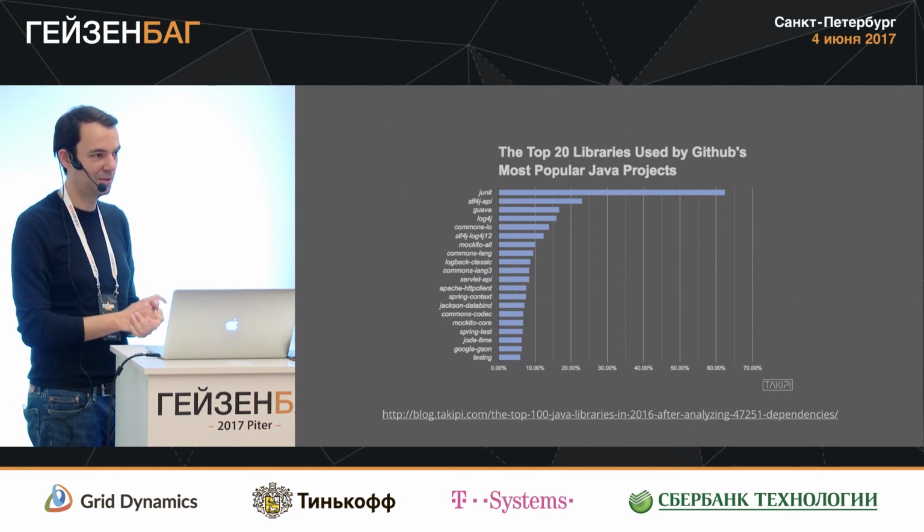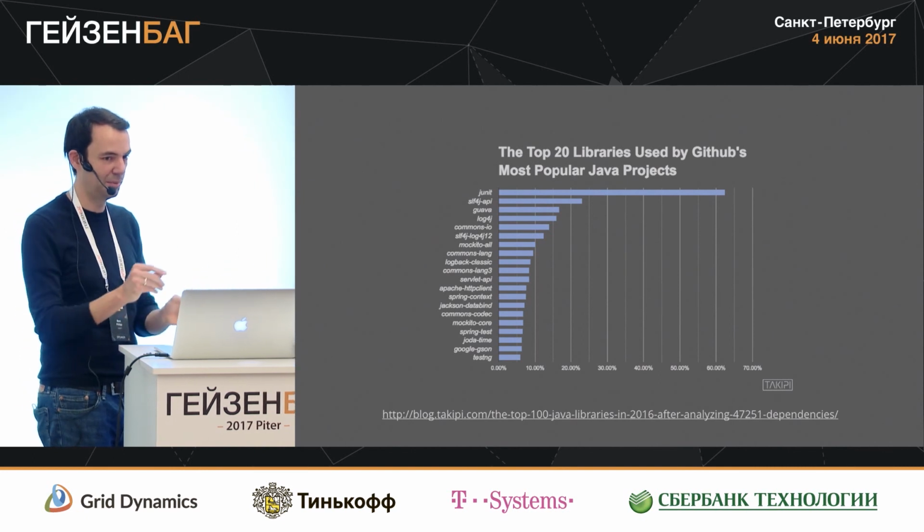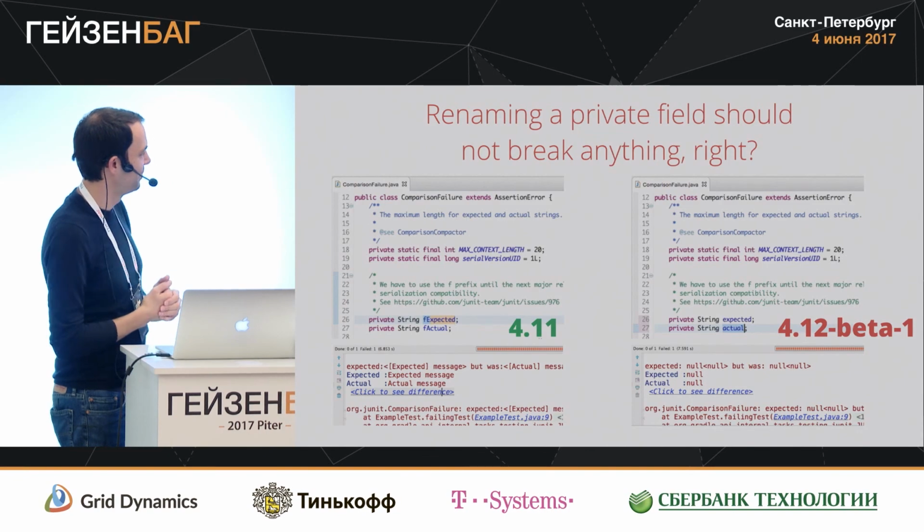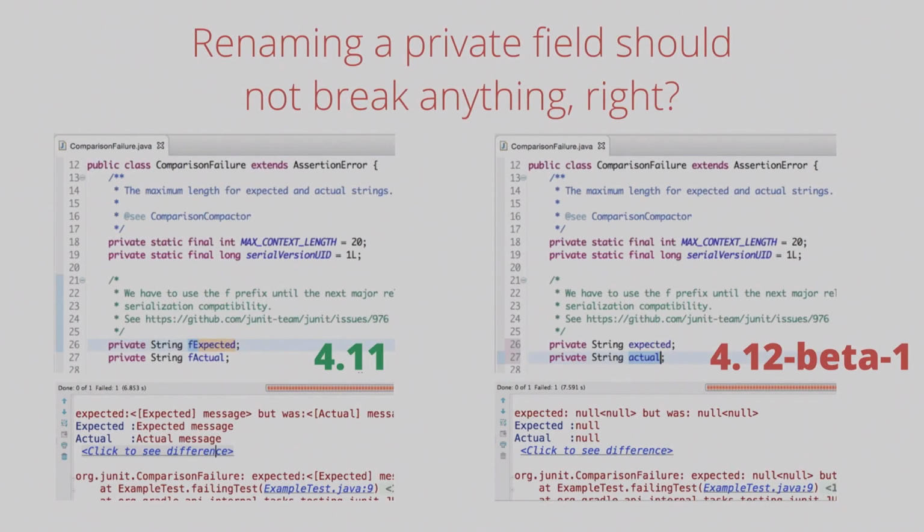I'm not talking about public API changes, I'm talking about implementation details. So, like this one here. Yeah, so even renaming an instance variable is not something you can just do.